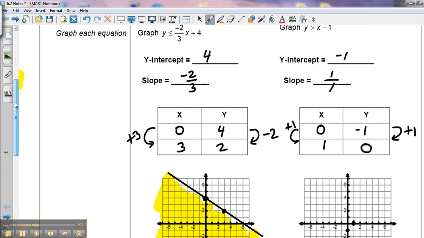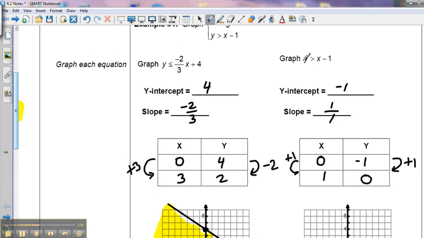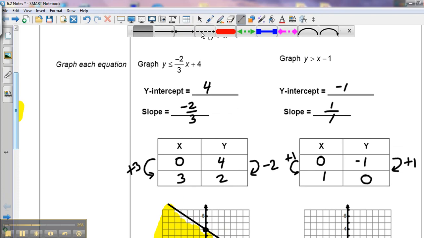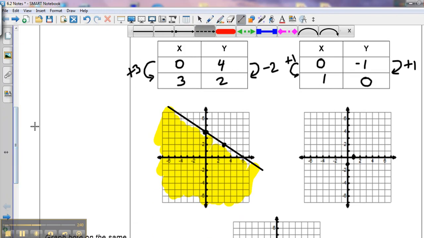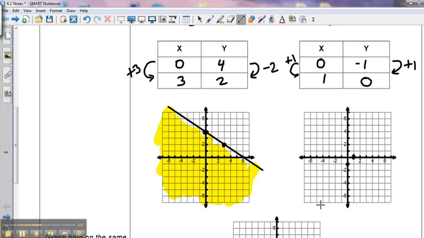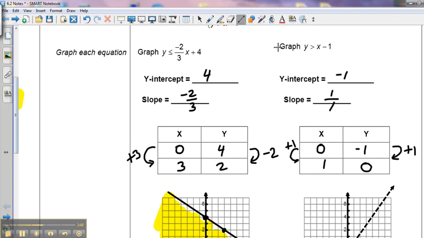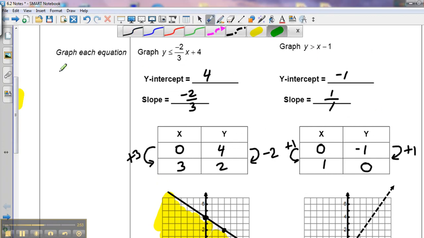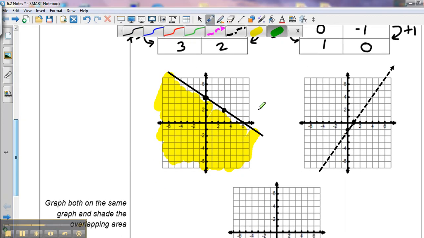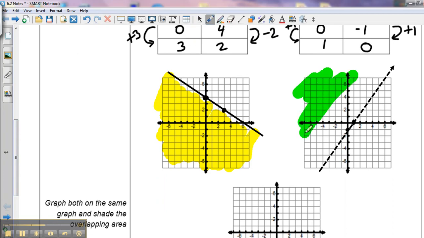Now this time I've got just a greater than, so I need a dash line. So I'm going to use a dash line to do this one. And I'm going to draw it up and over. There's my dash line. And it's greater than, so I'm going to want to shade above it. So I'm going to use green this time and I'm going to shade above. Okay. So it looks like that.